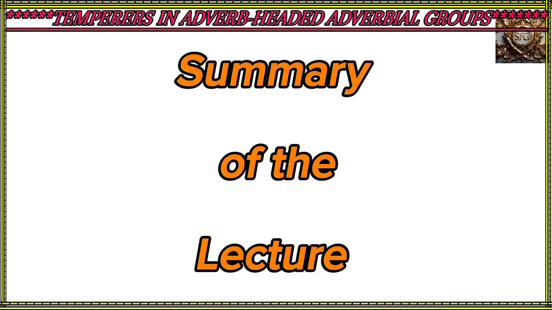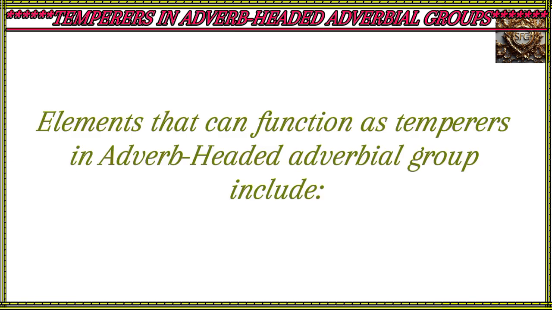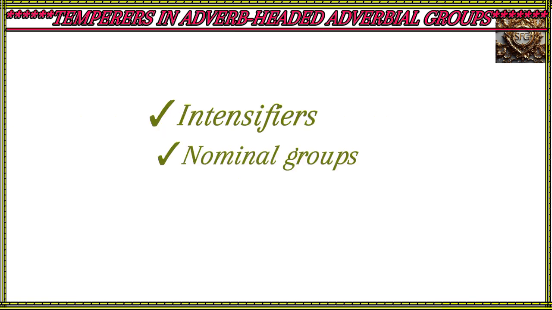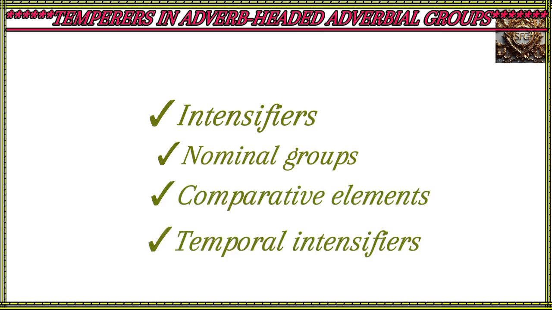As we conclude our exploration of temporers in adverb-headed adverbial groups, it is essential to recap the key concepts and insights we have discussed throughout the lecture. We submitted that the temporer is that part of the adverb-headed adverbial group that premodifies the main adverb. And we have explored different categories of elements that can function as temporers in an adverb-headed adverbial group, which include intensifiers, nominal groups, comparative elements, and temporal items.